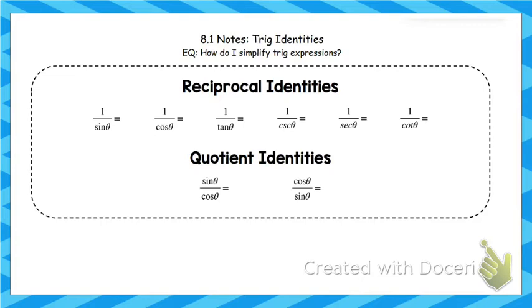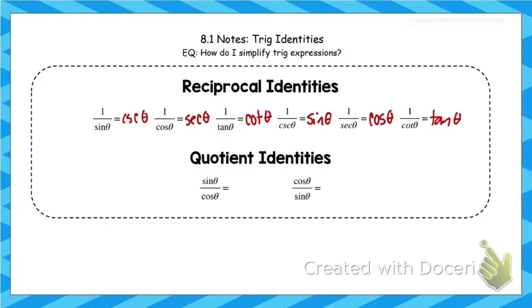So there's a few identities we're going to look at that we already know. The first ones are the reciprocal identities. For example, 1 over sine, we know that's the same thing as cosecant. Those are the reciprocals of each other. That also means that 1 over cosecant is the same thing as sine. 1 over cosine is the same thing as secant. So 1 over secant is the same thing as cosine. 1 over tan is cotan, and 1 over cotan is tan. So these are ones we actually have looked at before.